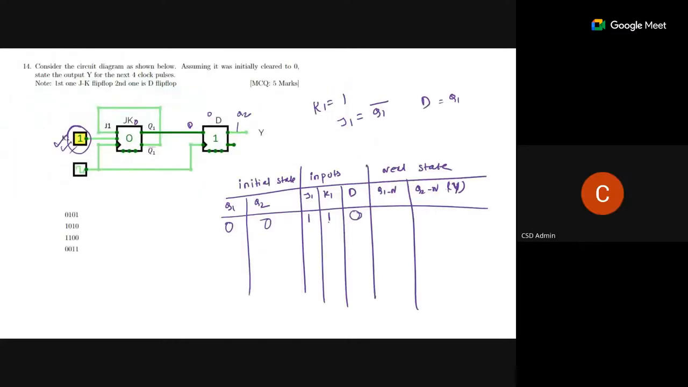So J and K are 1, right? 1 1 will reverse, so Q1 will reverse and become 1. And Q2 is also 0, so D is copied, so it will be 0. Then 1 0: Q1 is 0, J1 is 1, so Q1 next will be 1 from the table.